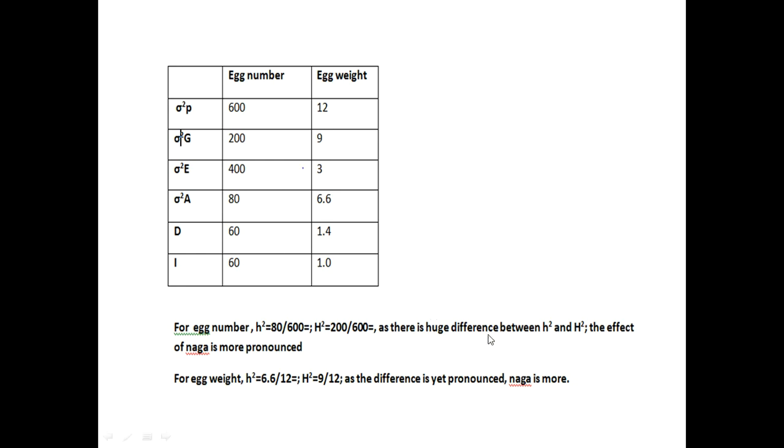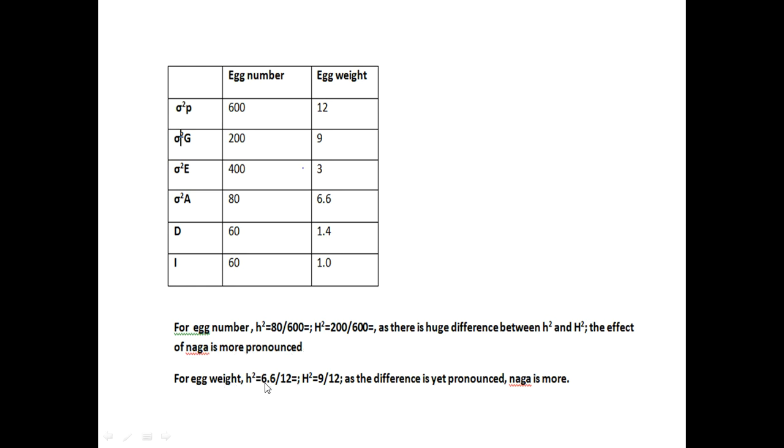You see, as there is a huge difference between h square and H square, it is good. I mean, a significantly good difference. It means that D and I are prominently good in magnitude, which means that the effect of non-additive gene action, NAGA, means non-additive gene action, is more pronounced.